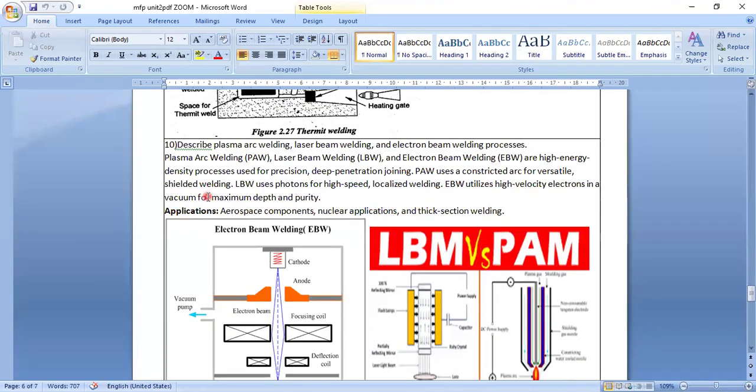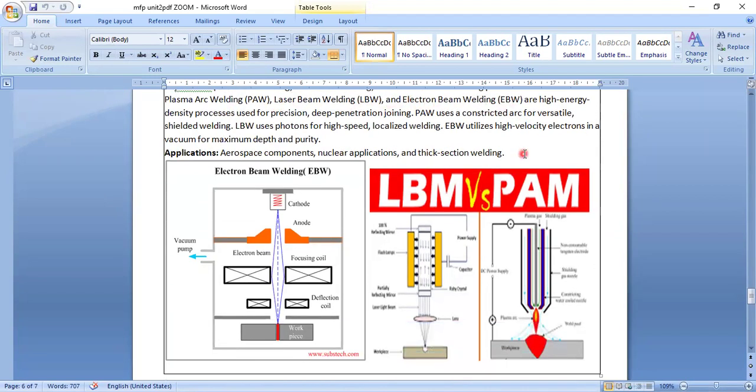Tenth question: describe plasma arc welding, laser beam welding, electron beam welding. Here I will take directly this one. In electron beam welding, a cathode is used. Electrons come from the cathode and pass through the electron beam gun, then the focusing coils and deflection coils, and reach the workpiece. It is melting and joining these two pieces.